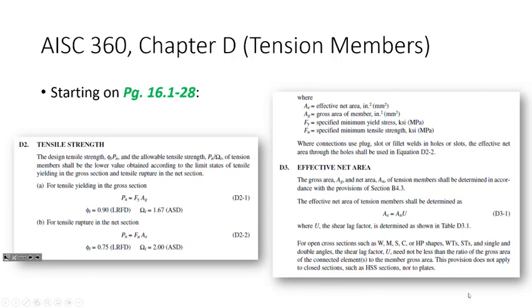But now let's get into section D2, the tensile strength. What you'll see here in the spec is that it says the design tensile strength and the allowable strength of the members shall be the lower value obtained according to these two limit states. So for yield, for the gross section, we limit the stresses in the gross section to the yield stress, Fy. So the nominal capacity would be the yield stress times the area of the gross section. Now, the way the spec is organized, this is the nominal capacity. You then either multiply by this if you're using LRFD or divide by this if you're using ASD. We are using LRFD in this class, so we are going to be using this expression. So if you wanted the design capacity of a tension member according to gross section yielding, it is 0.9 FyAg.